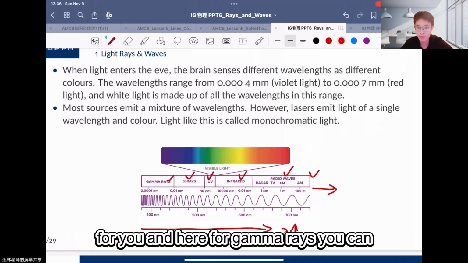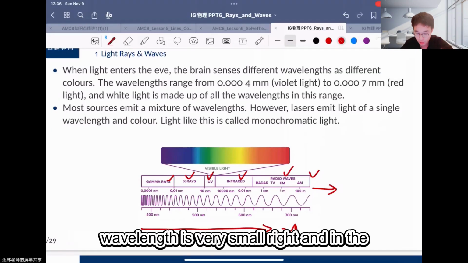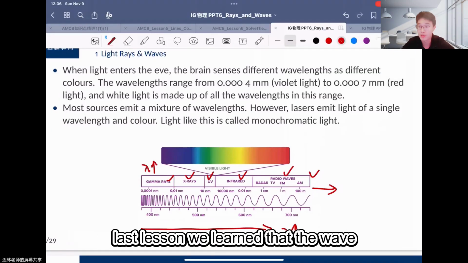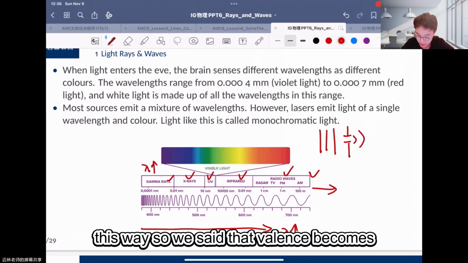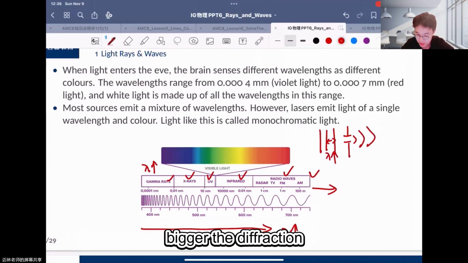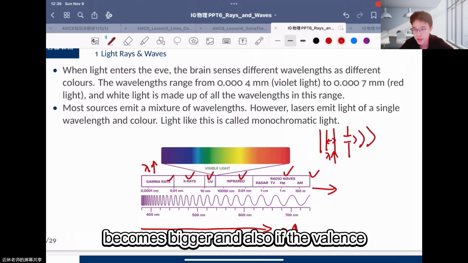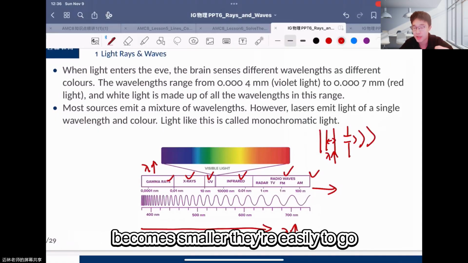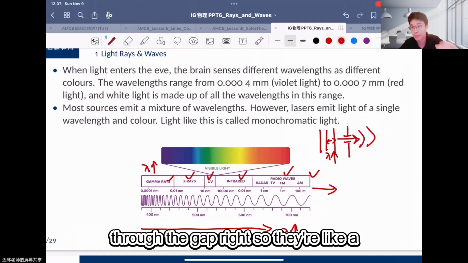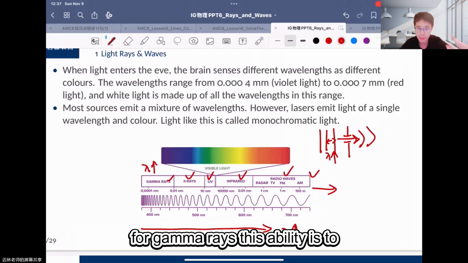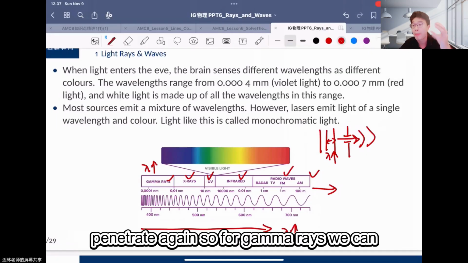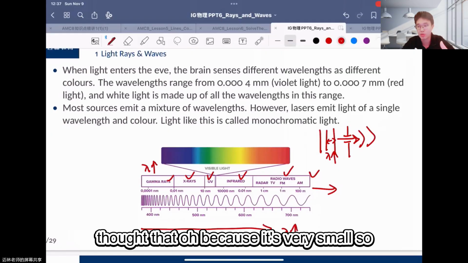Here for gamma rays, you can find the wavelength is very small, right? And in the last lesson, we learned that waves have the ability of diffraction, right? So we said that as the wavelength becomes bigger, the diffraction becomes bigger. And if the wavelength becomes smaller, they easily go through the gap, right? They're like a very small particle, very easy to go through the gap. So for gamma rays, the ability is to penetrate. Because it's very small, they can penetrate.